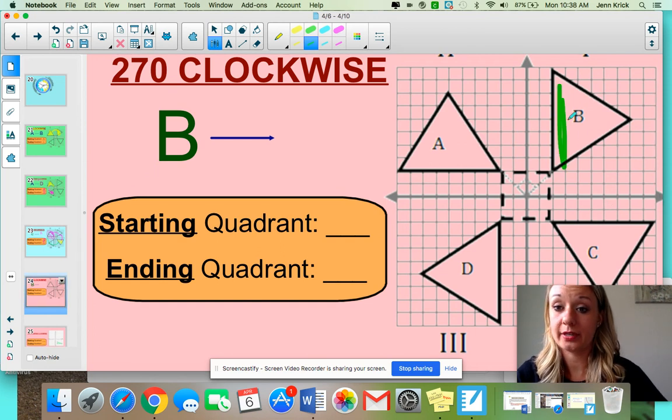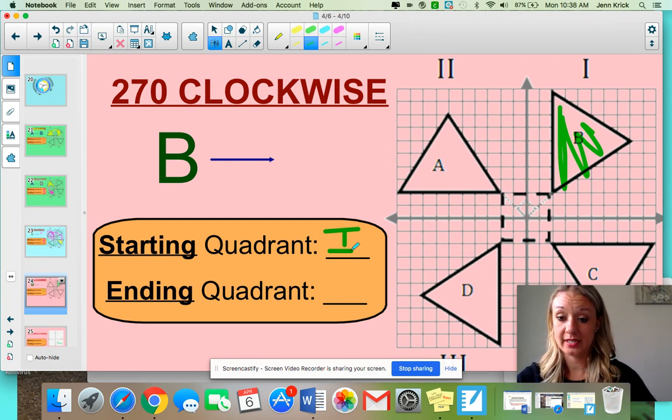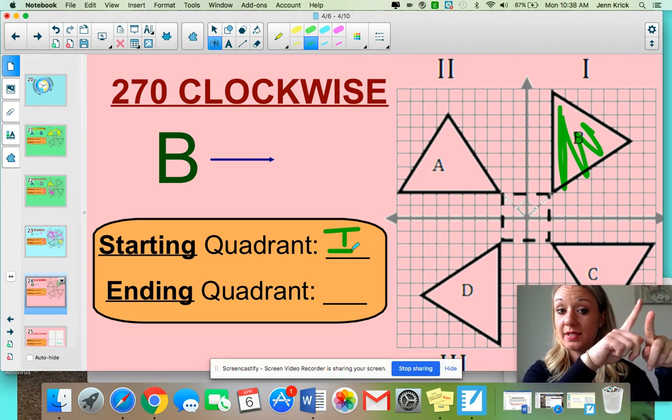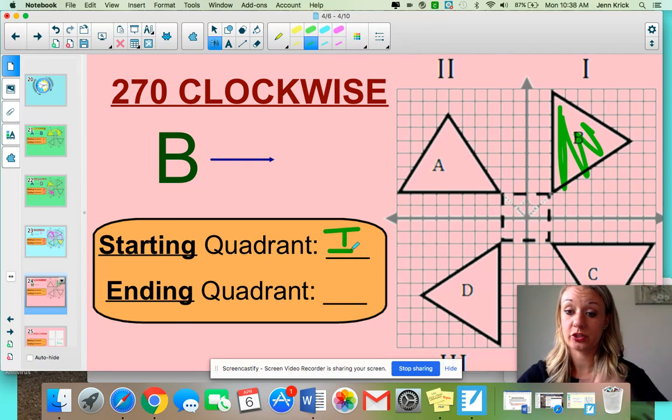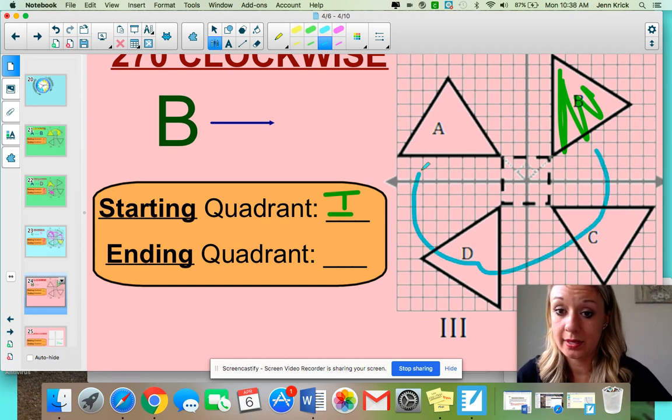Now we're starting at triangle B right here. And notice my starting quadrant is 1. If I ask you to do 270 degrees clockwise, break it down. 270 means that we're going to be rotating 3 times. And clockwise means we're going in the clockwise direction. So I know that if I'm going clockwise, it's going this way, and it's going to be 3 turns. So I go once, twice, 3 times. And again, I end here at A, and my ending quadrant is 2. So that was going the clockwise direction.